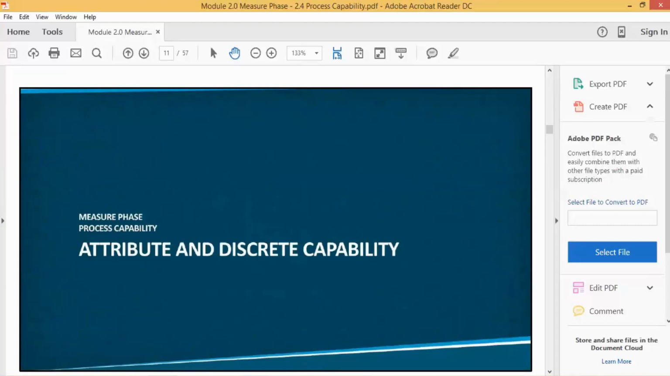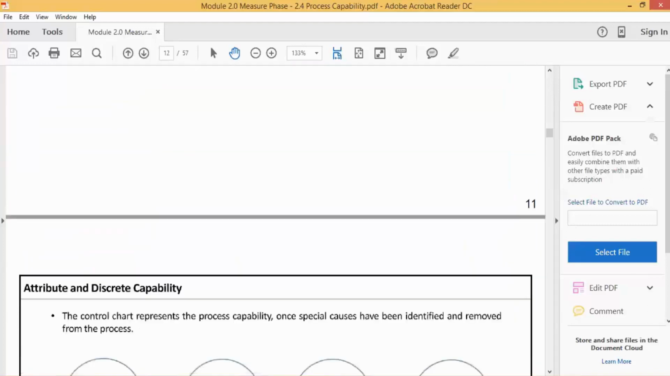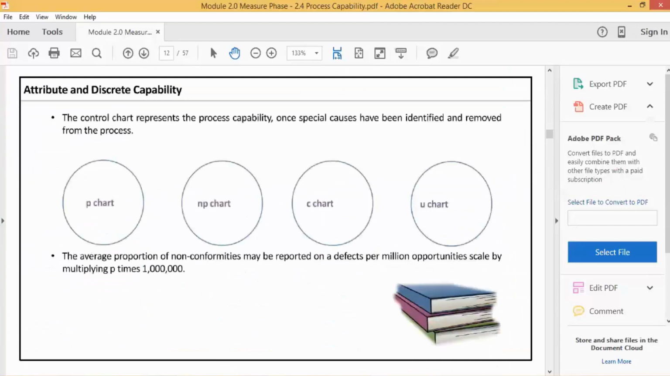Attribute and discrete capability. These are charts which you have to go through in the graph of Minitab or Sigma Excel, and they will show you whether the process is in control. Yesterday I showed you one graph where the process is going above the upper specification limit and below the lower specification limit. So there are variations in that process. If there are variations, we have to go back to the process owner or to the voice of the customer and again start the whole process.